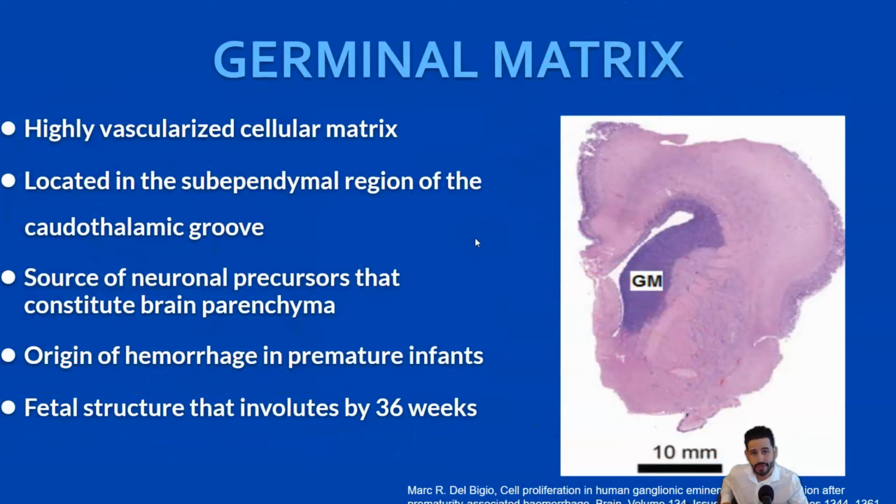All right, so the germinal matrix, very important structure that is highly vascularized, thin membraned, and it's important for us because this is where the germinal matrix hemorrhages begin, so the bleeds. It is located in the subependymal region of the caudothalamic groove, so where the caudate nucleus and the thalamus meet. It is a source for neuronal precursors that constitute brain parenchyma. What that means is primitive nerve cells begin here and then they migrate outwards.